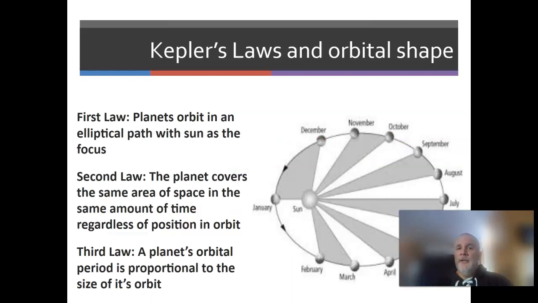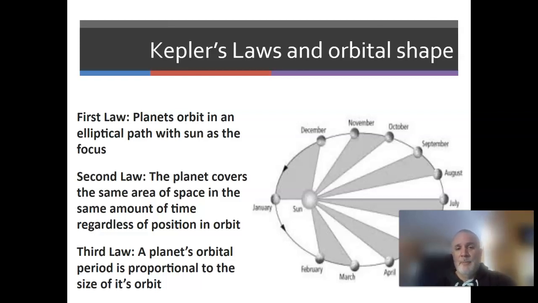Okay, Kepler. Kepler was one of the scientists we talked about before. Kepler determined something about our orbit, that it's actually slightly elliptical. The first law that he came up with said that planets orbit in an elliptical path with the sun as one of the two focal points. There's usually two focal points in an ellipse. Now, because it's nearly circular, the two focal points are basically at the same spot.